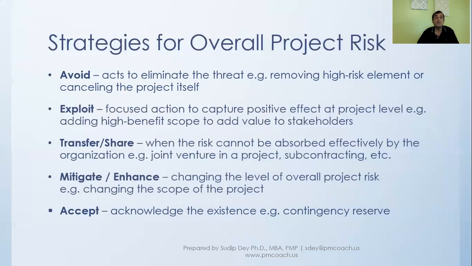And finally, accept strategy for overall project risk. For example, contingency reserve. So we'll talk about that in a little while. Contingency reserve, well, we talked about, and we saw that $67,000, and that is really an accept strategy, because we are acknowledging those risks, and then we are putting up a contingency reserve.